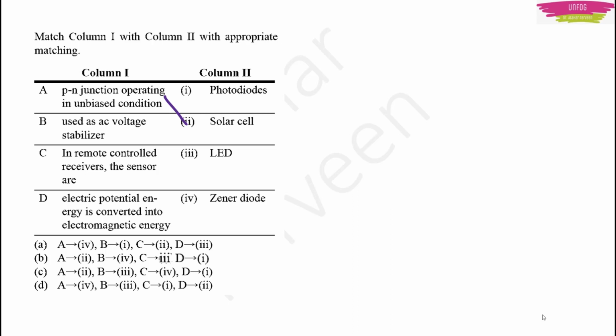Then used as an AC voltage stabilizer. You all know it very nicely now, isn't it? It is Zener diode. Then in remote control receiver, the sensors used are, of course, LEDs. Just now we talked about this. Then electric potential energy is converted into electromagnetic energy. This is done by photodiodes. Okay. So option B should be the right answer. Okay, this was all about diodes.